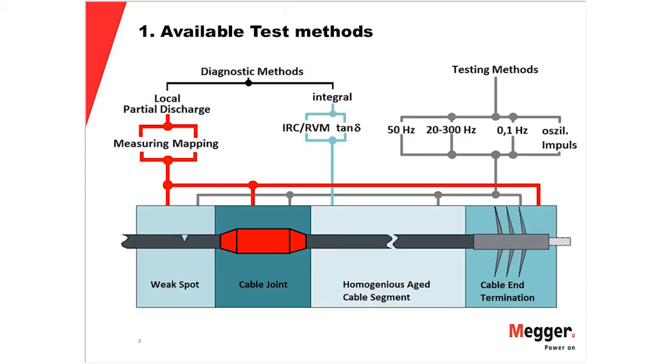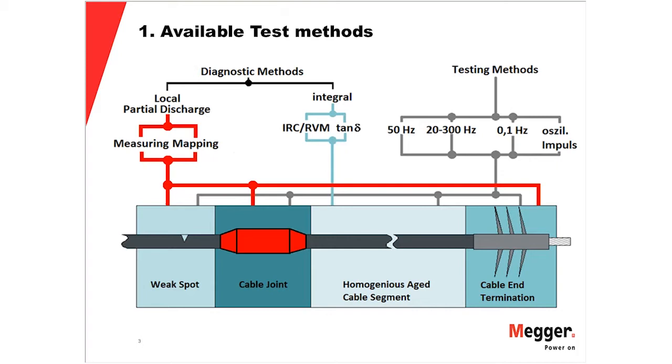So what are the available test methods? You see here on the left-hand side we have different diagnostics methods, basically covering what we are discussing today. So first of all, partial discharge. Partial discharge is able to localize the weak spots within the circuit. That's one of the main advantages of partial discharge.